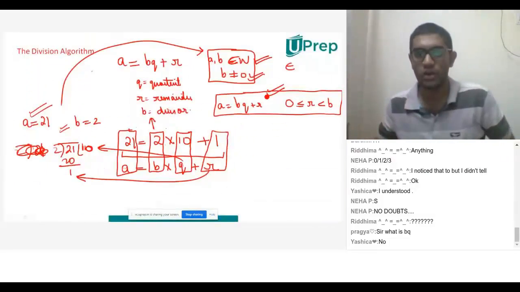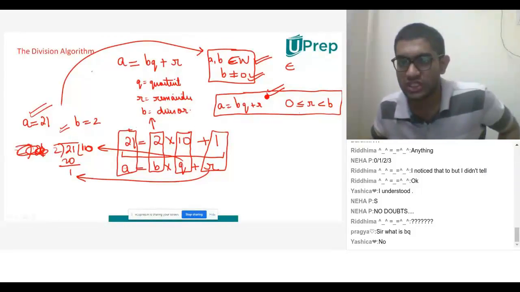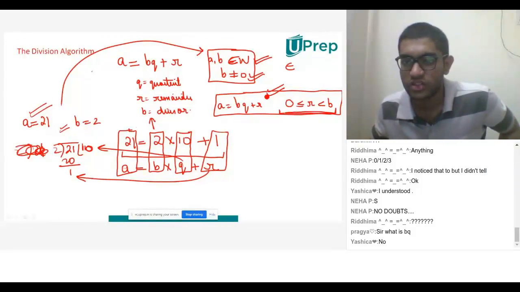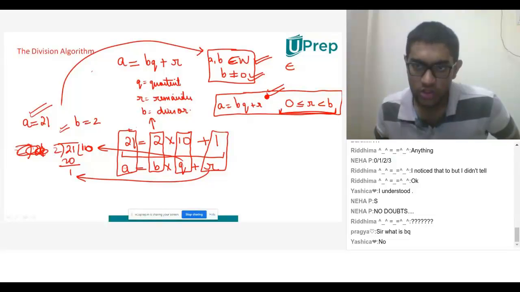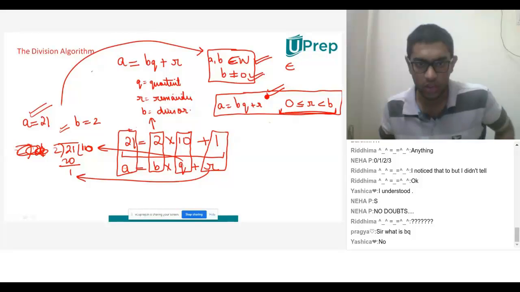Is it clear now? Does this also satisfy this condition? What does this condition say? The remainder should be greater than or equal to 0. What is the remainder?